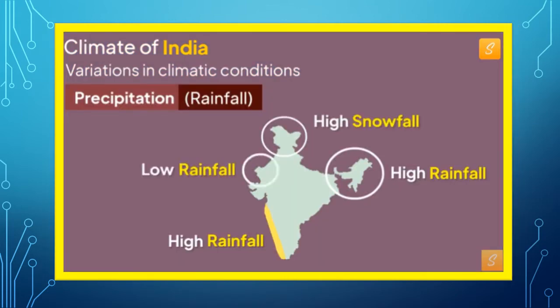Now let us look into the variations in climatic condition according to the rainfall. You can see the Himalayan regions have high snowfall. They don't have rain, they have snow. In the northeast, Meghalaya gets very high rainfall. Even the western coast, because of the Western Ghats, gets high rainfall, whereas Rajasthan gets very low rainfall. So the amount of rainfall also varies from region to region.